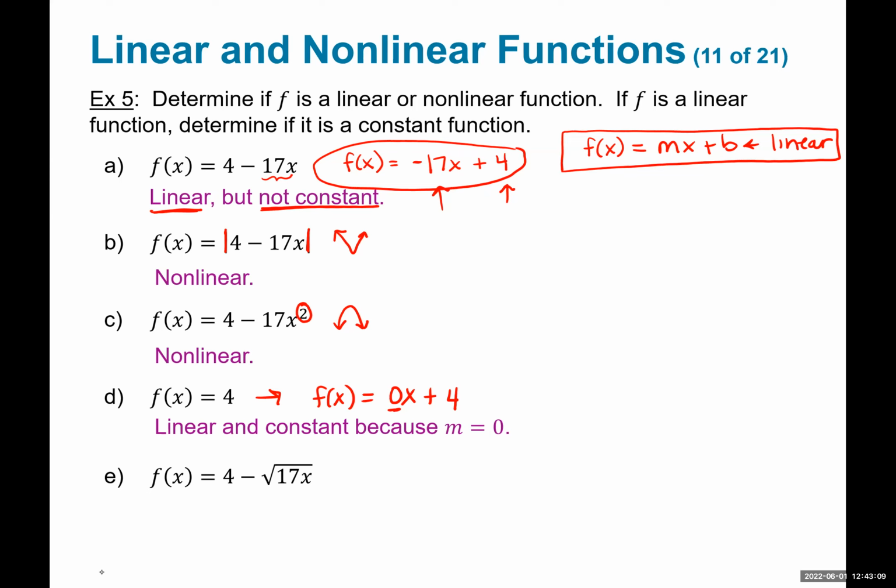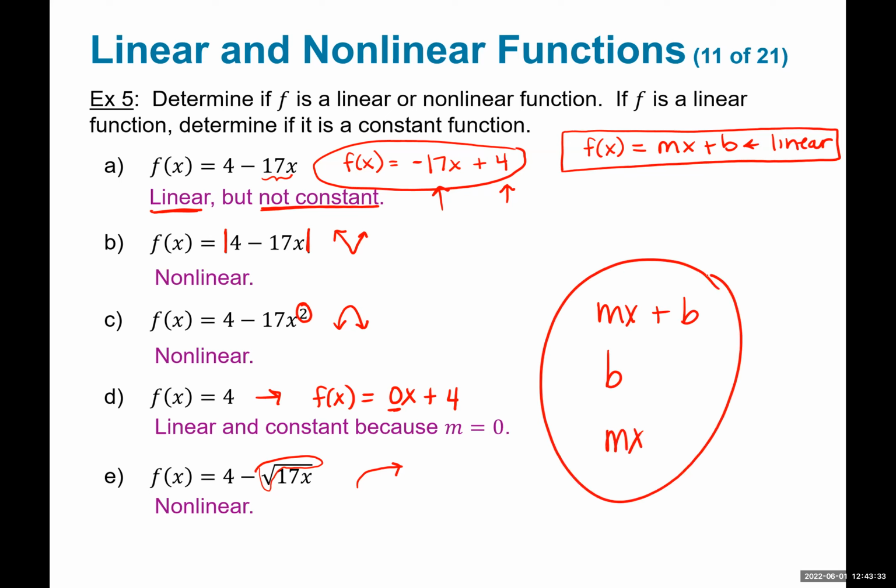Okay. This one, it has a square root symbol. So that is like a root. It's not a line, therefore it is non-linear. So literally, if it has anything other than a slope, an x, and a b, or just a b, or just a slope and an x, anything other than this would be considered non-linear.